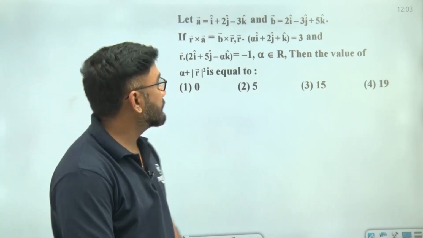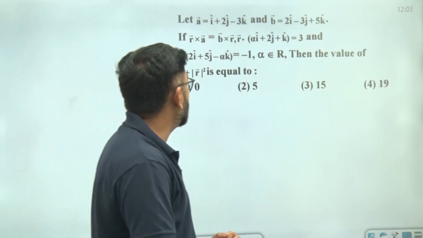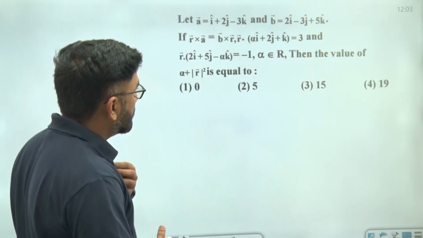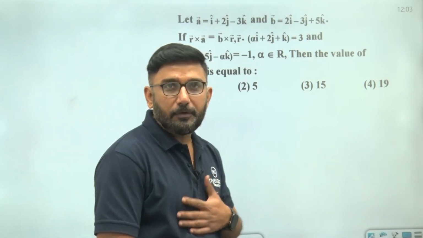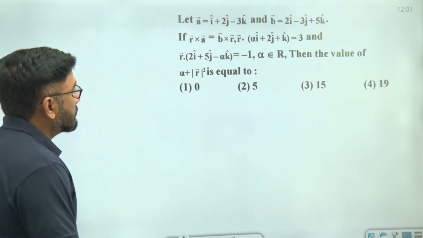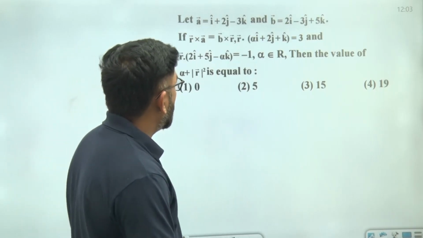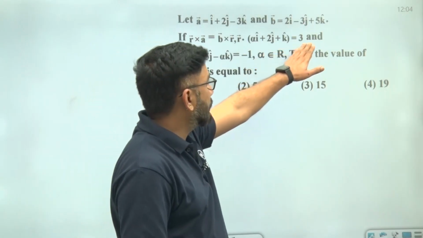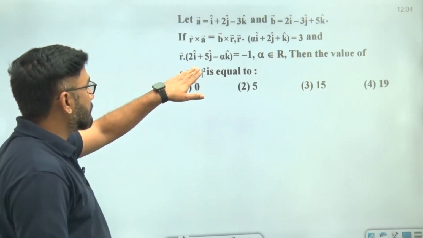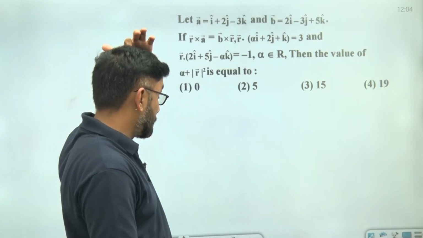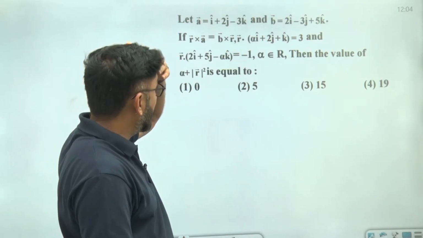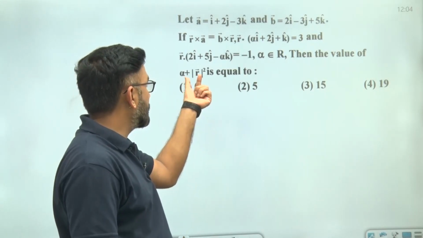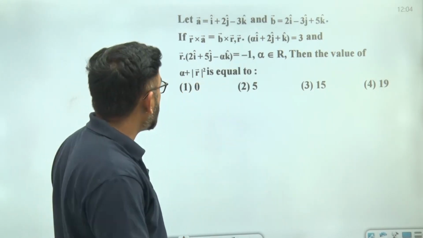Hello students, the question is that A vector equals i cap plus twice j cap minus 3 k cap and B vector equals twice i cap minus 3 j cap plus 5 k cap. If R vector cross A vector equals B vector cross R vector, and R vector dot (alpha i cap plus 2 j cap plus k cap) equals 3 and R vector dot (2 i cap plus 5 j cap minus alpha k cap) equals minus 1, where alpha belongs to the real numbers, then the value of alpha plus mod of R vector square is equal to.